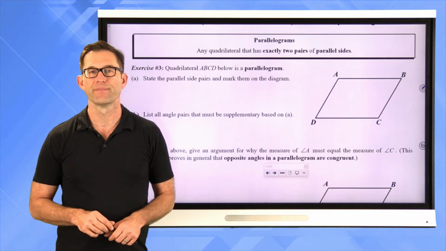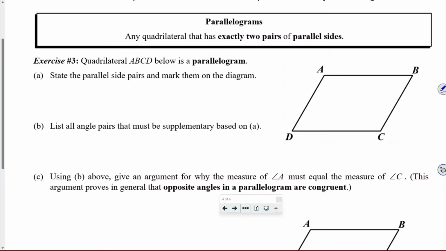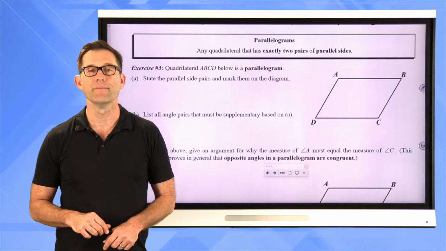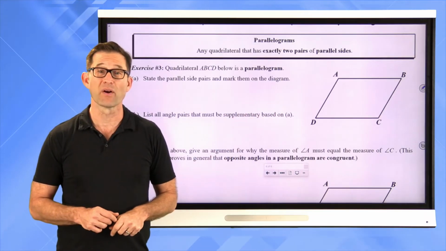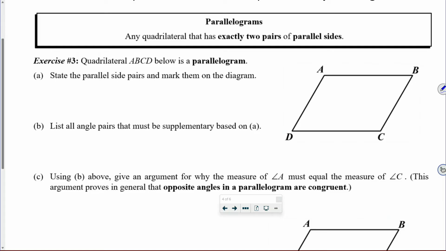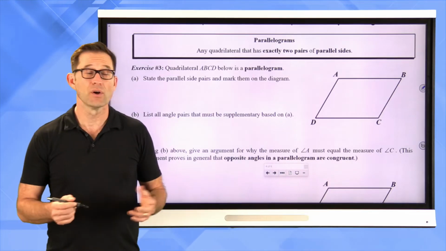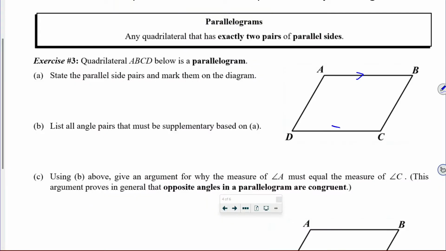All right. So exercise number 3. Quadrilateral ABCD below is a parallelogram. Letter A, state the parallel side pairs and mark them on the diagram. All right, well, why don't you go ahead and pause the video now. This is just what we did in exercise 2, except now I'm saying there's two pairs of parallel sides. All right, so simple enough, right? AB is parallel to CD. Whoops, and let's try that a little bit better. AD is parallel to BC. So AB is parallel to CD or DC, whichever, and AD is parallel to BC.